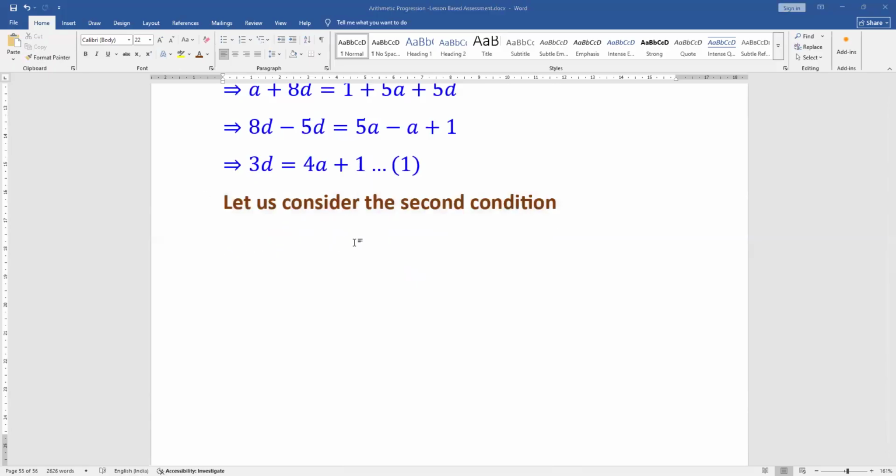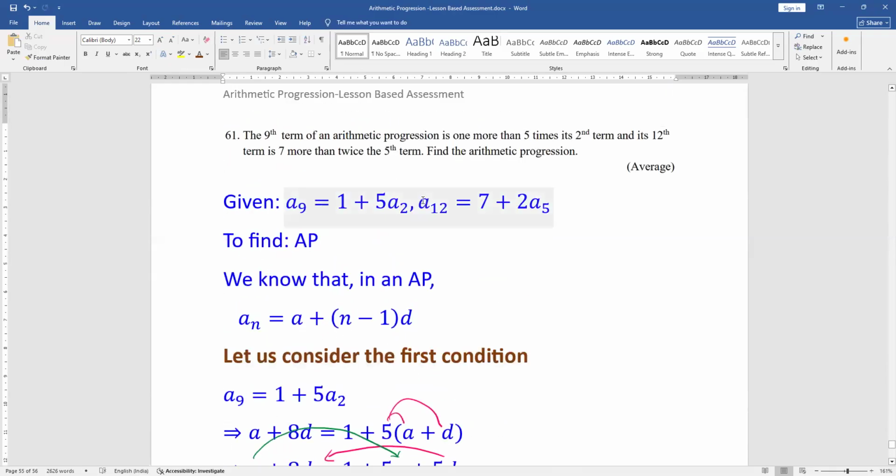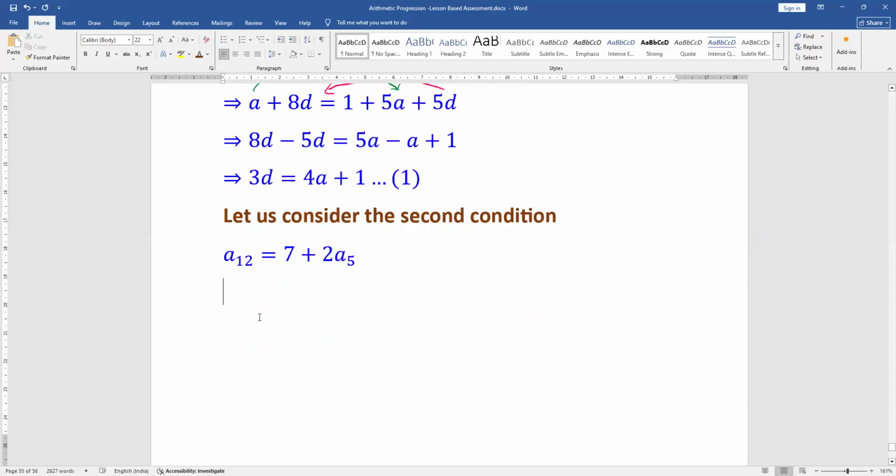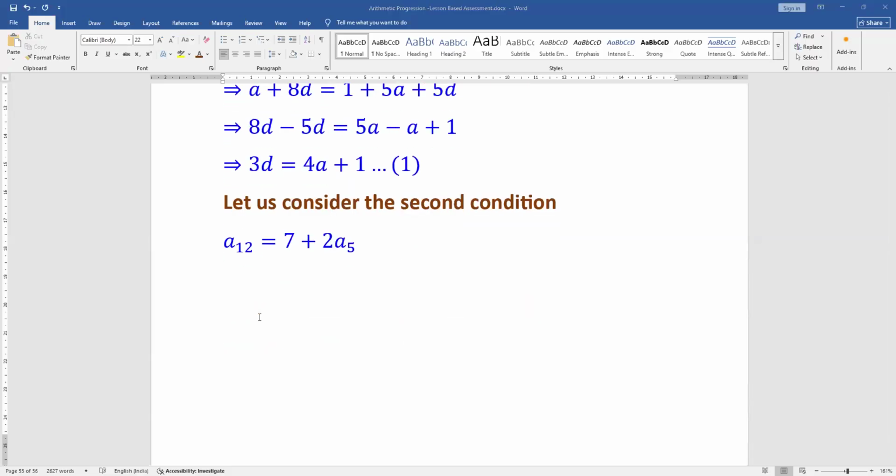So in my second condition, which is the second condition given here, take A12 equals 7 plus 2A5. Okay, so now what is A12? A12 can be written as A plus 11D. I'm going to write that A plus 11D equals 7 plus 2 into, so I'm going to write A5. A5 can be written as A plus 4D. A plus 4D, bracket close.